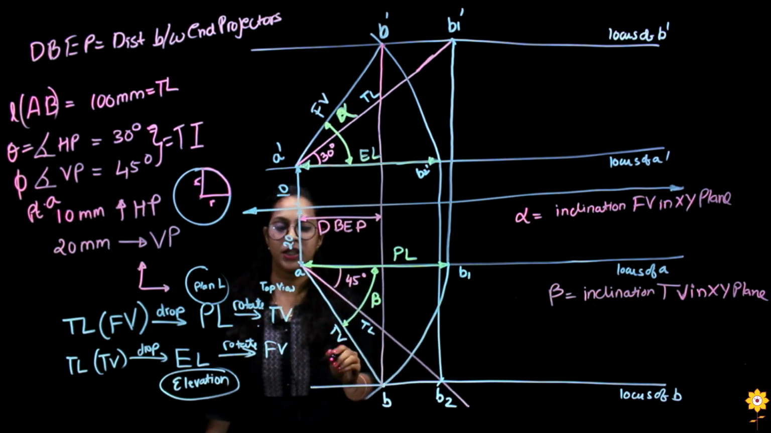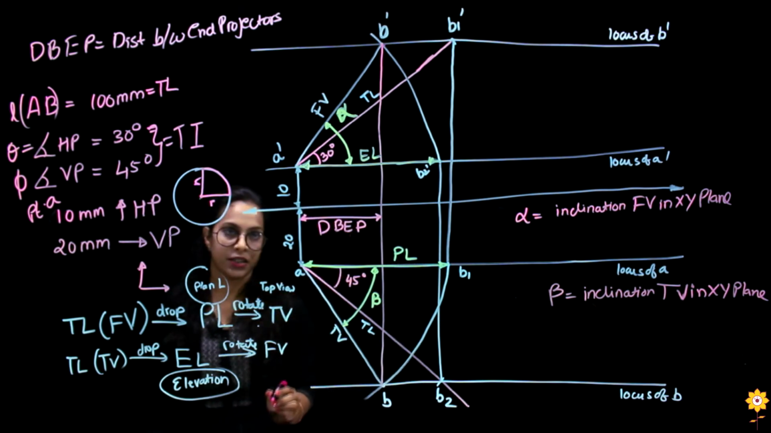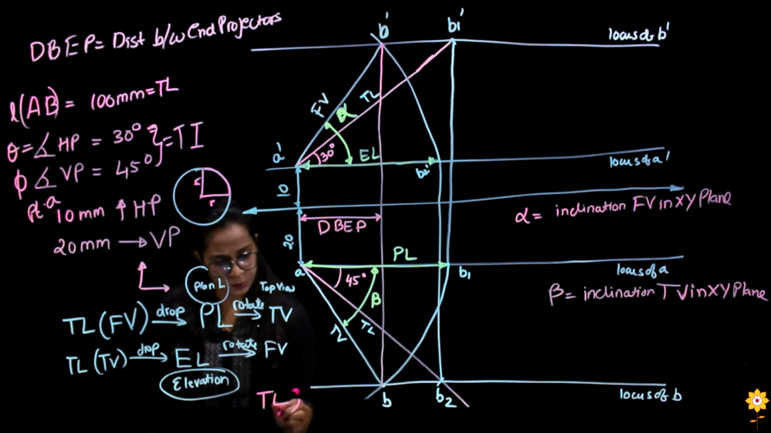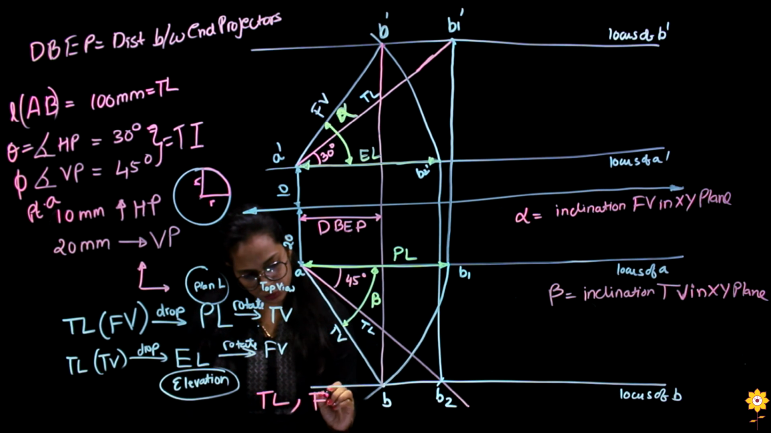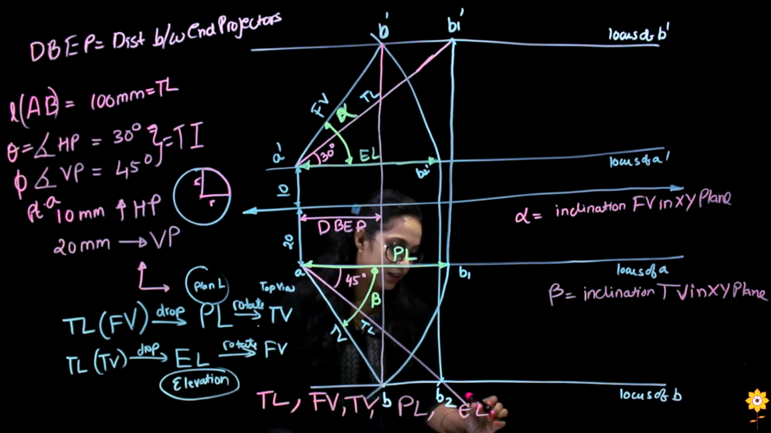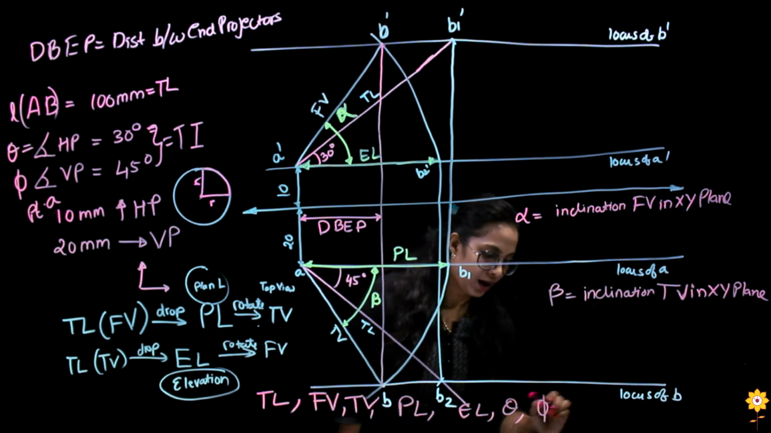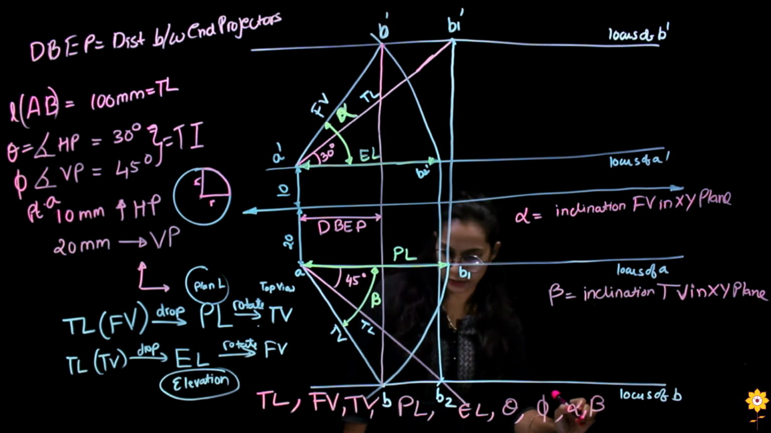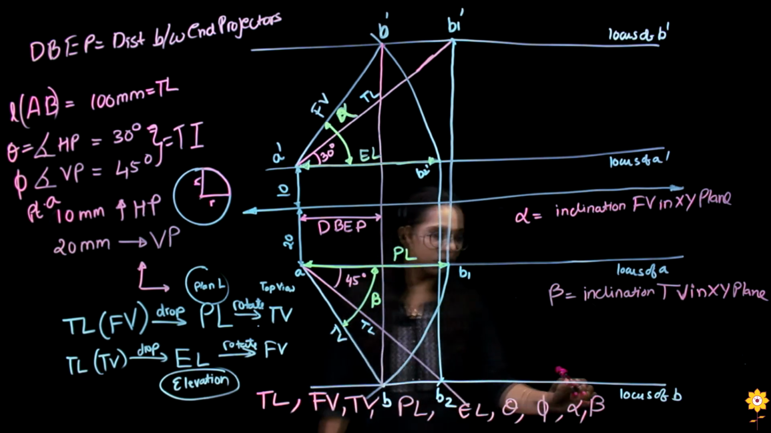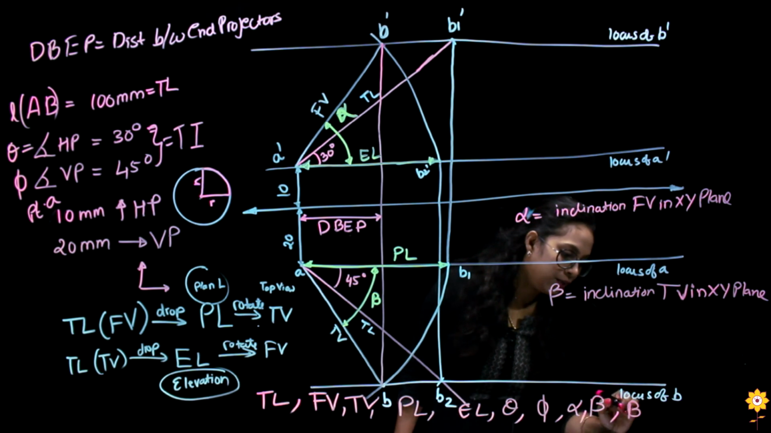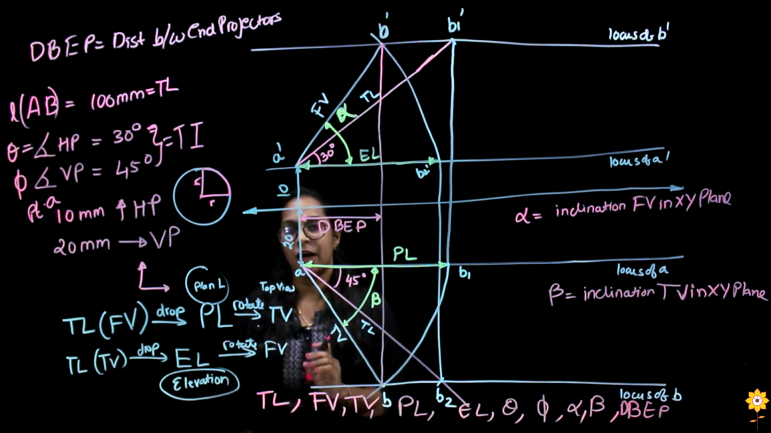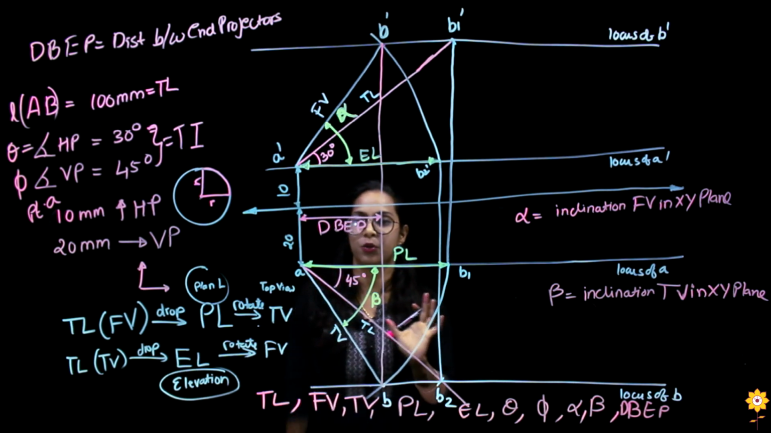Like this, we have in total 9 informations. So let's say what are they? We'll have true length of the line, front view, top view, plan length, elevation length, theta, phi, alpha and beta. So 1, 2, 3, 4, 5, 6, 7, 8, 9. Except for all these, we may have a data of DBEP. So out of all these 10 datas, if we have 5 compulsory datas, then we can solve a question.